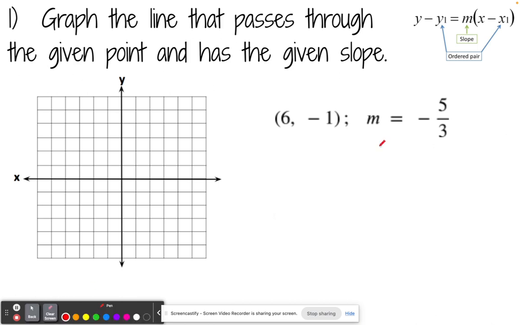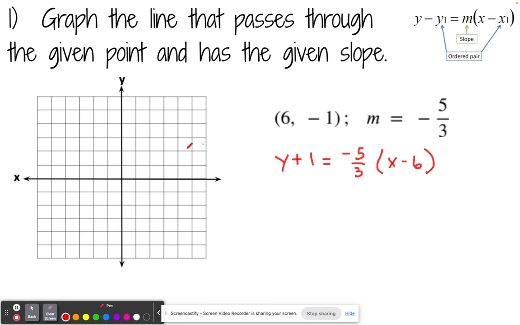The first thing I'm actually going to do is write this in point slope form. Y minus -1, which makes it y plus 1, equals -5/3 times x minus 6. Didn't tell me to do that, but it never hurts to keep practicing this. So now it's in point slope form.